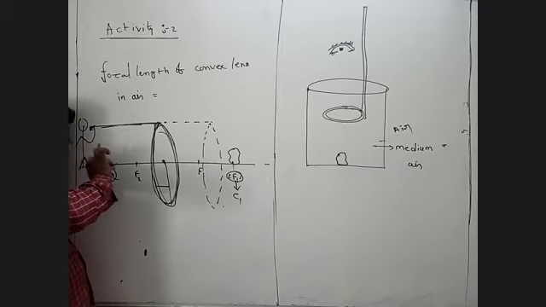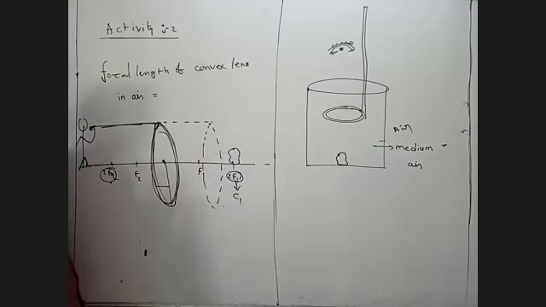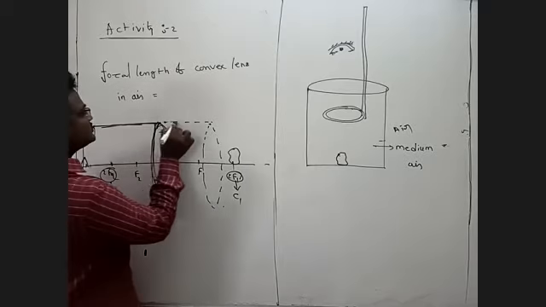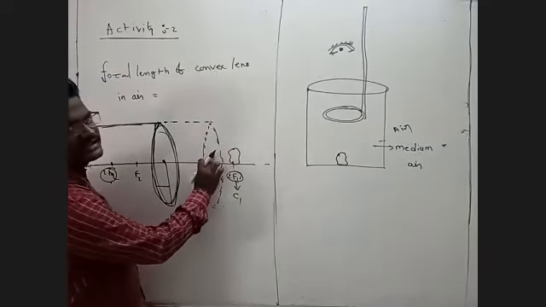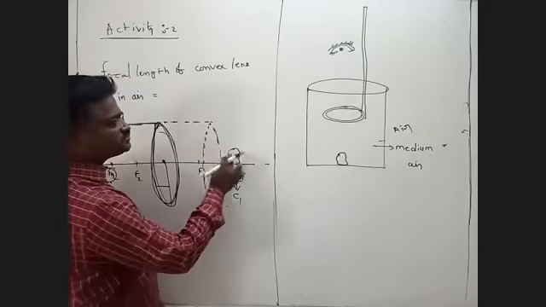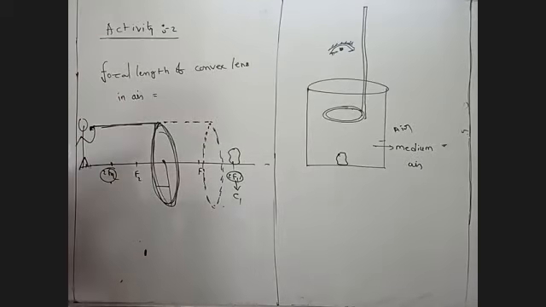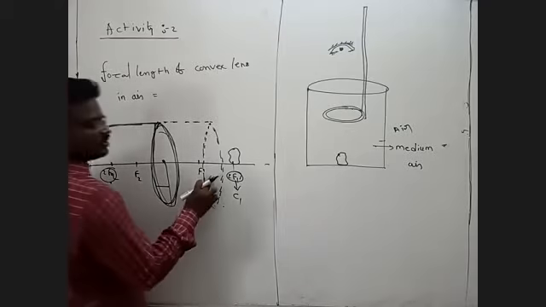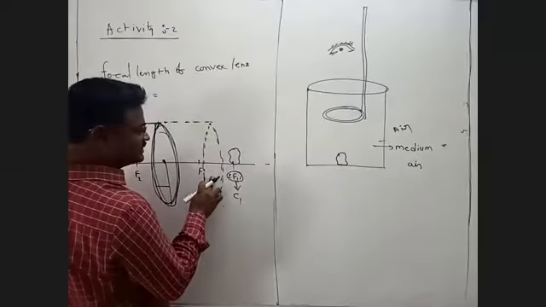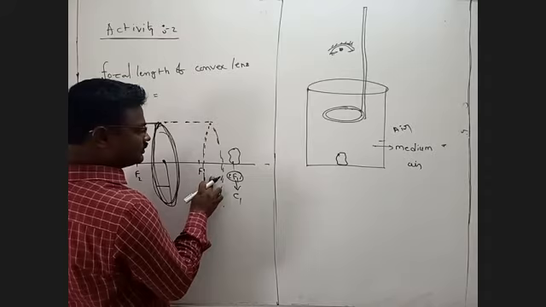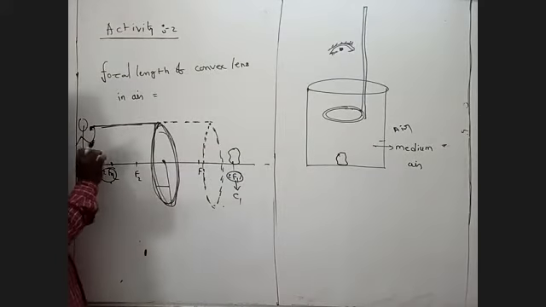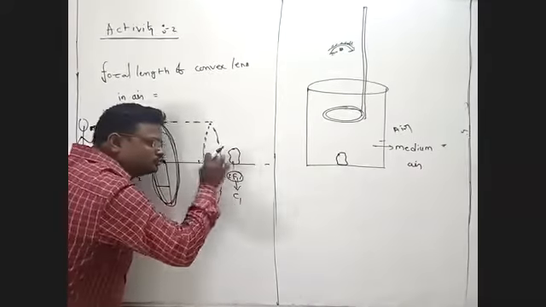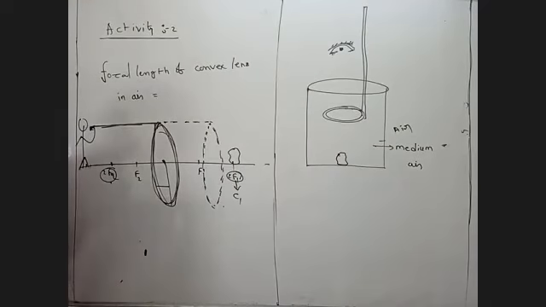So we are seeing the stone through the lens. This is a stick, and this is a convex lens. The convex lens is kept very near to the stone. I'm standing here, seeing the stone through the convex lens.